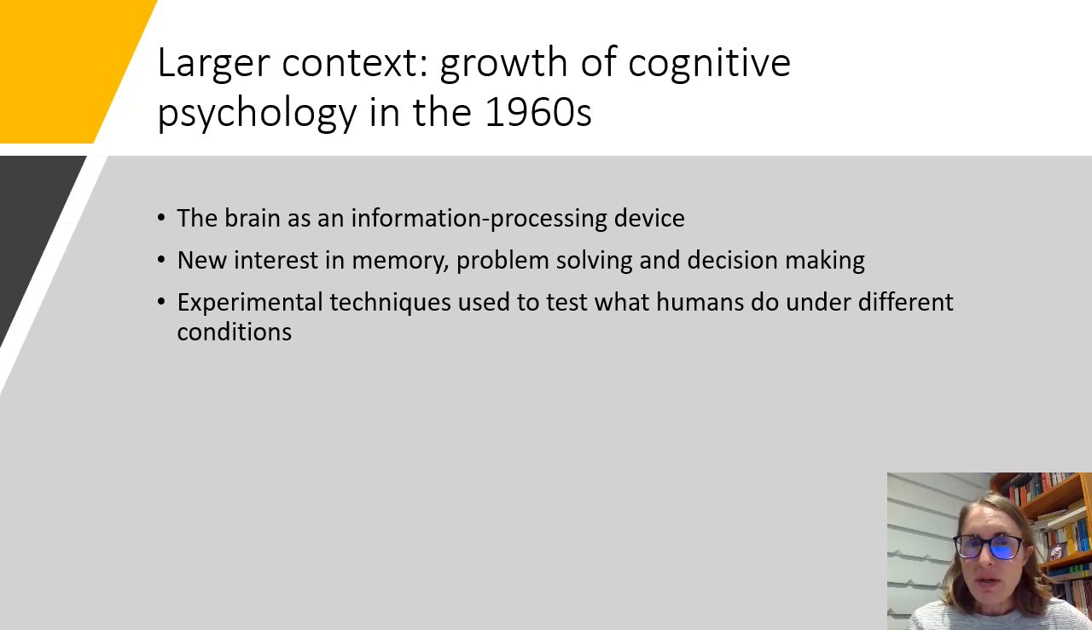So the growth of cognitive psychology in the 1960s was really interested in the brain as an information processing device, and was looking at the way in which brains can retain information and manage complex problems, showing that we do have retention issues and we are unable to calculate beyond a certain level of complexity. There was also a new interest in memory, problem solving and decision making, with experimental techniques used to test what humans do under different conditions.